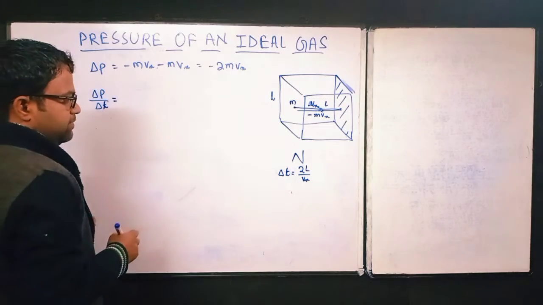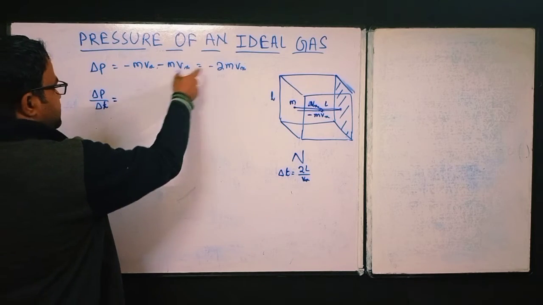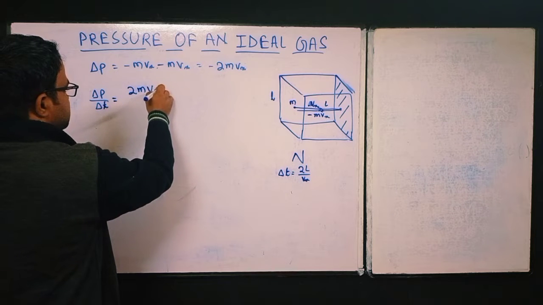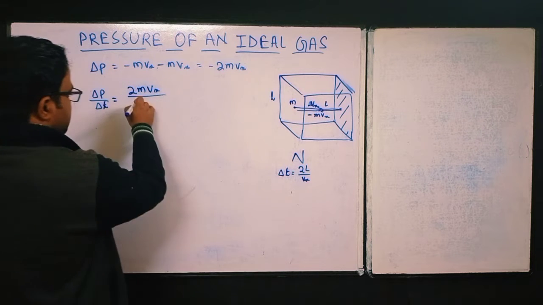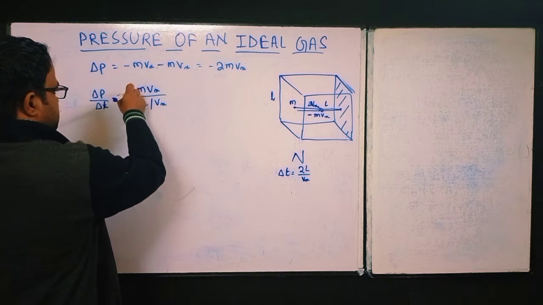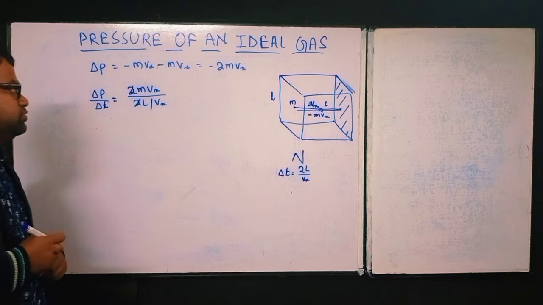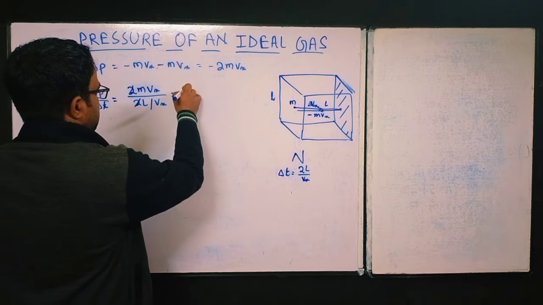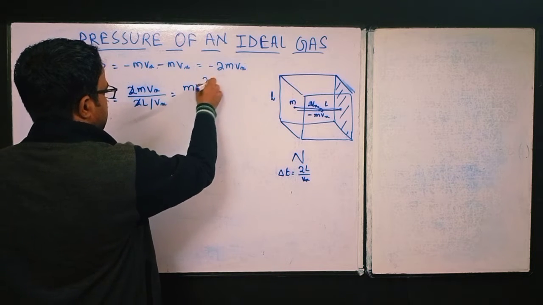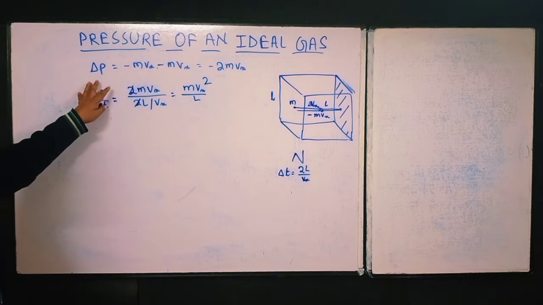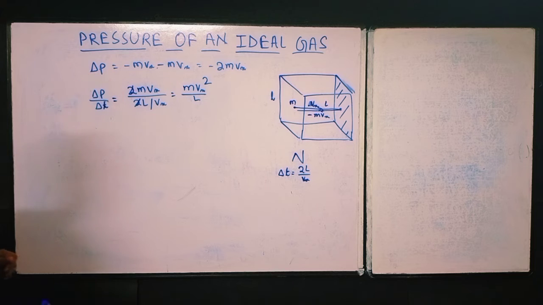So delta p by delta t, delta p is your magnitude, which we will write as 2mvx, divided by delta t, which is 2L by vx. The 2 cancels out. So we basically get mvx square by L. So this is the change in momentum.